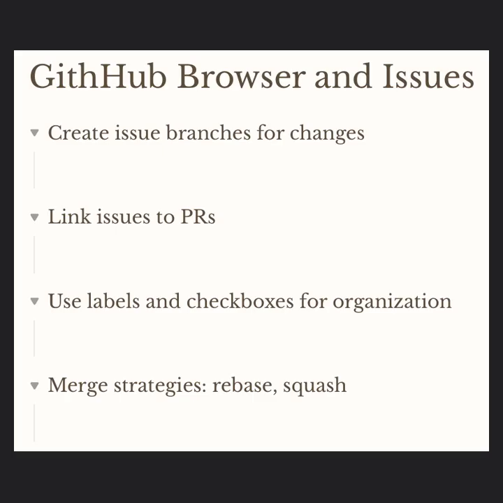GitHub provides a powerful platform for managing software development projects, offering features that streamline collaboration and improve code quality. One of the most effective ways to stay organized is by creating issue branches for each task or feature. These branches should be directly linked to issues on GitHub, which can include descriptive labels, checkboxes, and other metadata to categorize and track progress. Linking branches to issues not only clarifies the purpose of each branch but also facilitates collaboration by providing a shared understanding of what the branch aims to accomplish.